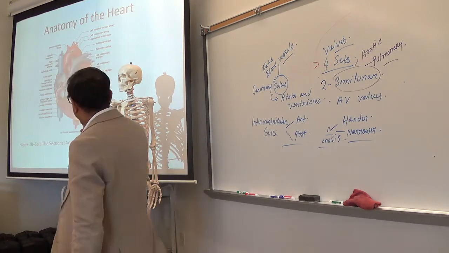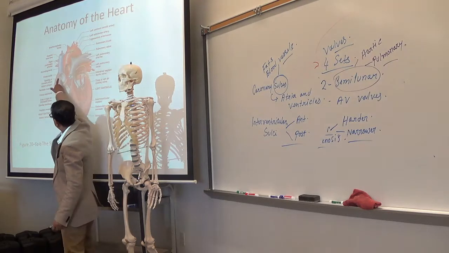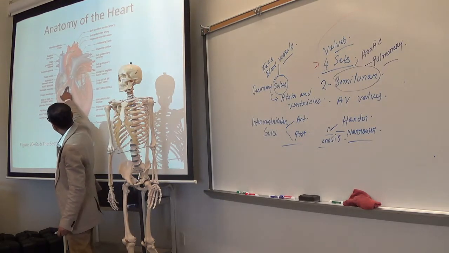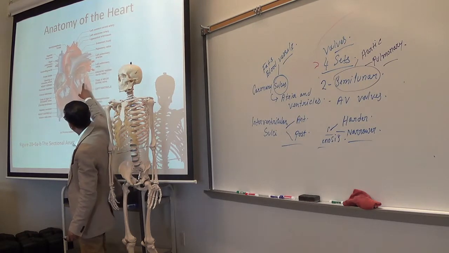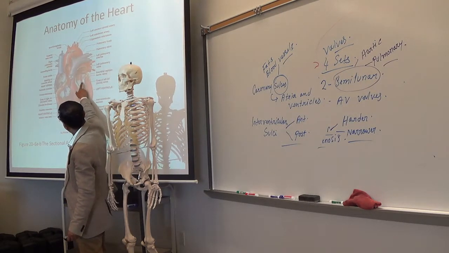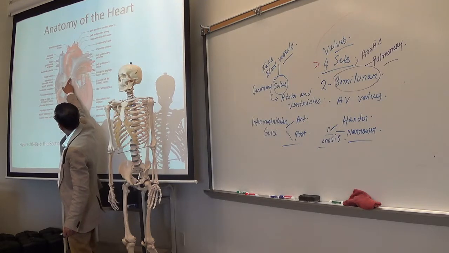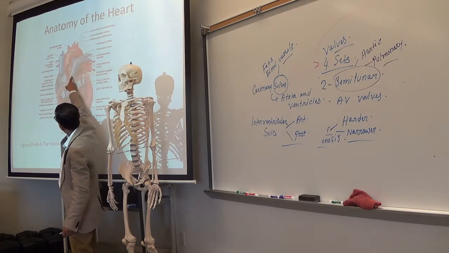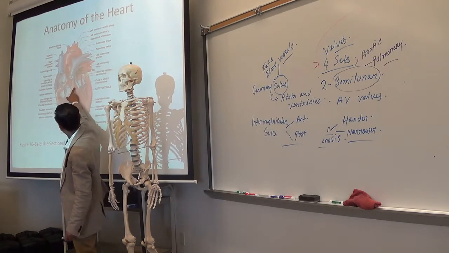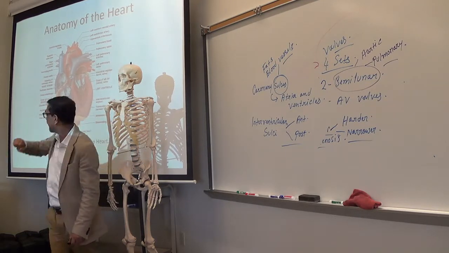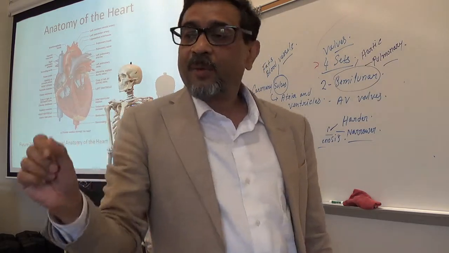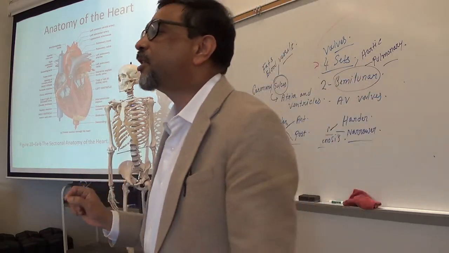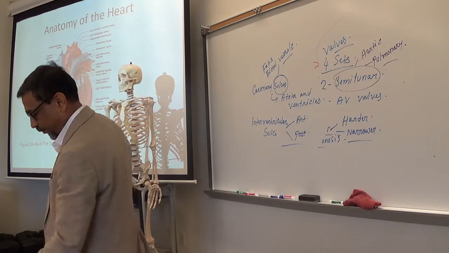So, this is the right atrium, right ventricle. So, these are the right AV valves. Left atrium, left ventricle, left AV valve. And this is the pulmonary trunk. At the beginning of the pulmonary trunk, you have the pulmonary semilunar valve, and here you have the aortic semilunar valve, though you don't see that clearly. Now, the left AV valve is also called the mitral valve.